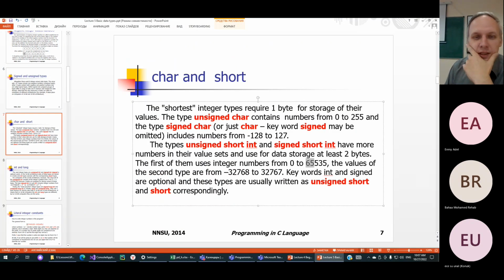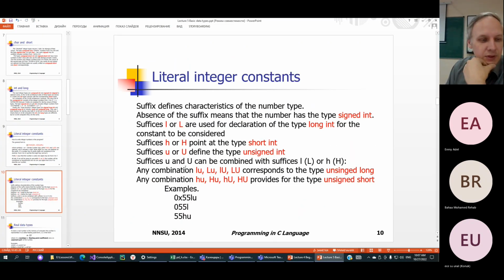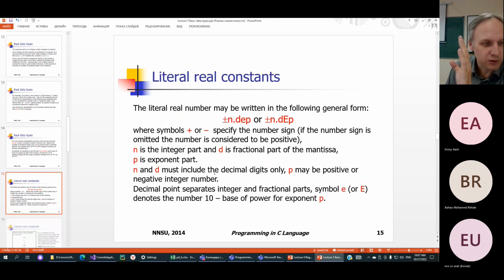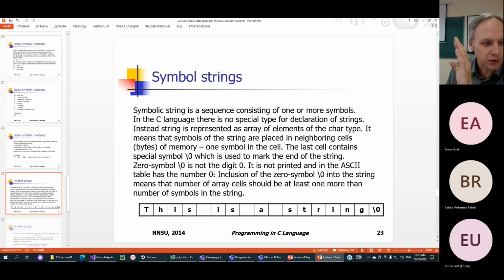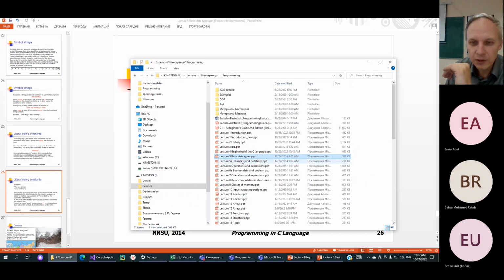Okay, and let me skip the definition of constants. Maybe it's not very important for you. We come back to this later.